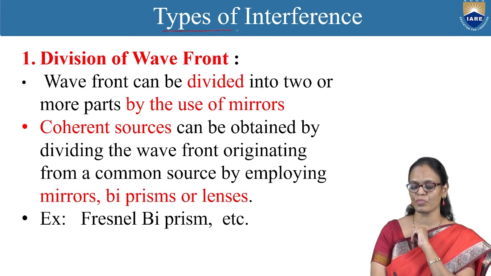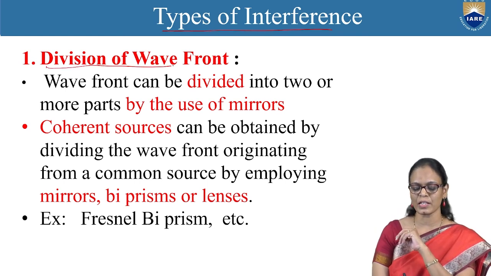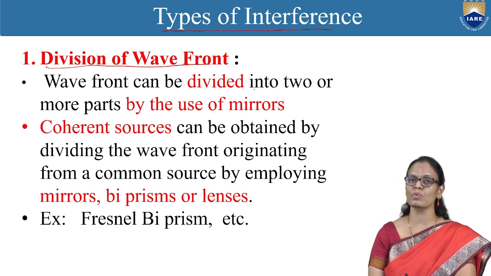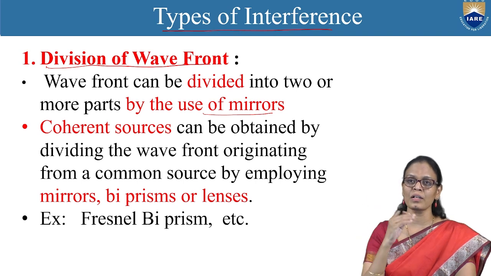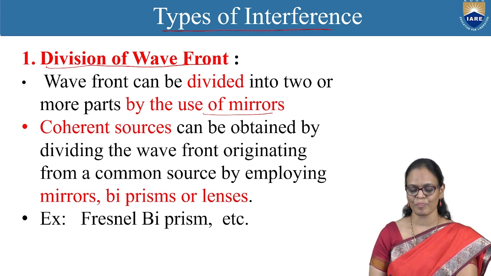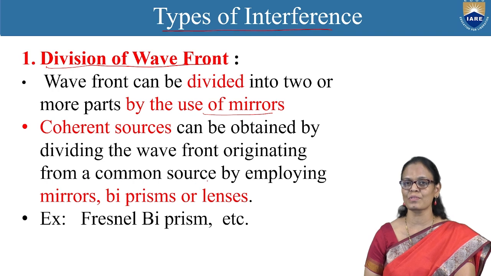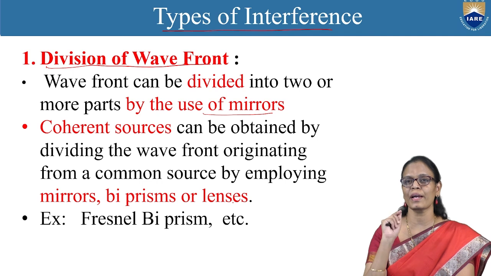Now coming to the types of interference. When it comes to the types of interference, the first way we can get interference is by division of wavefront. So the wavefront can be divided into two or more parts by the use of mirrors. When light falls on a mirror, it reflects. So coherent sources can be obtained by dividing the wavefront originating from a common source by employing mirrors, biprisms or lenses because we want coherent sources.